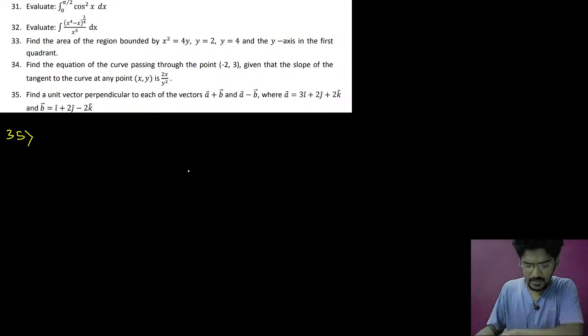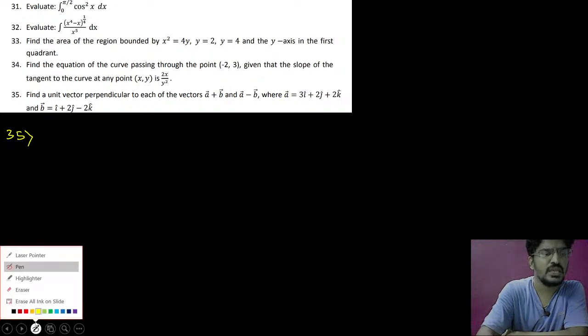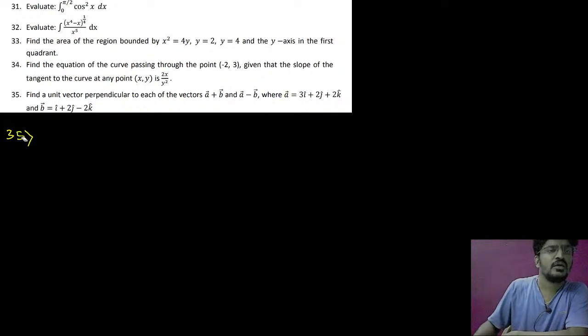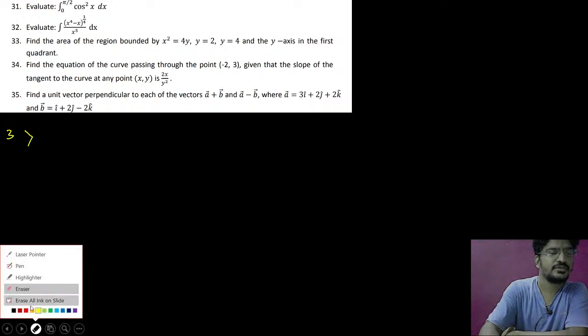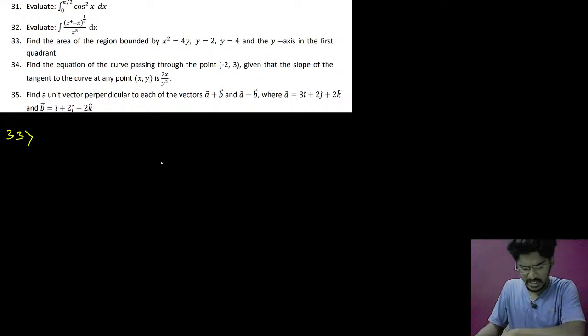Next go for problem number 35. Sorry, not problem number 35, problem number 33. We have to go for problem number 33. Okay. So let us go to problem number 33.